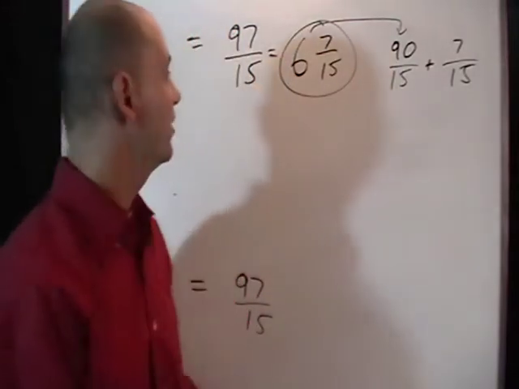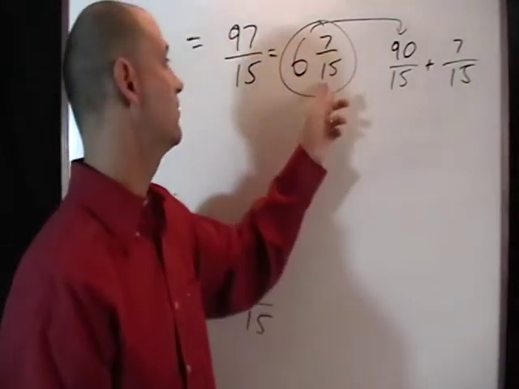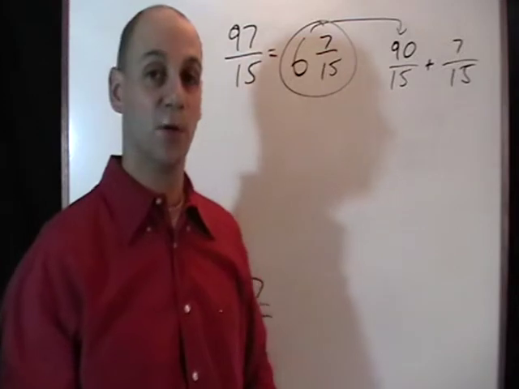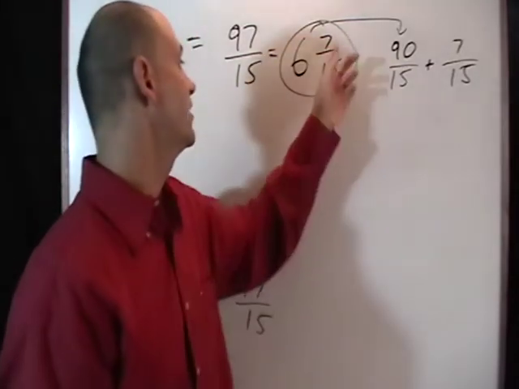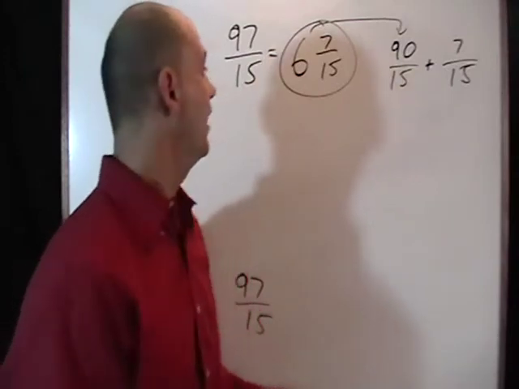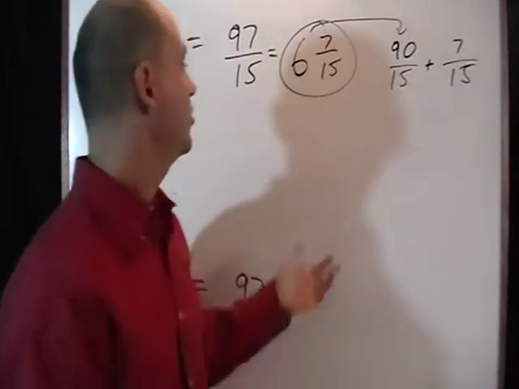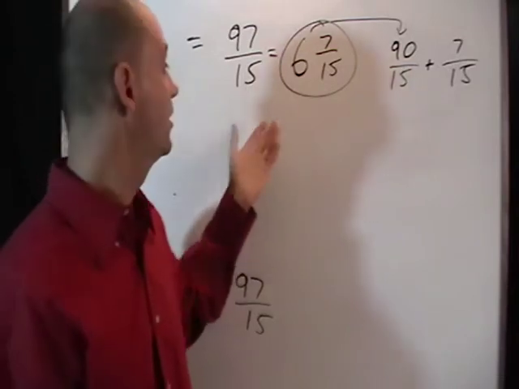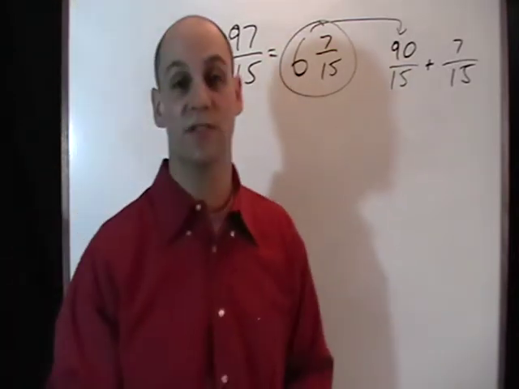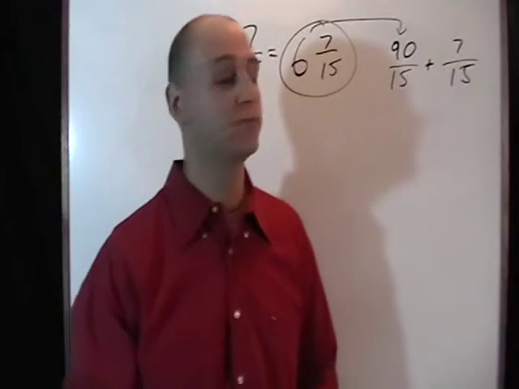Now the last check you can do on this answer is to have a look at the fraction 7/15 and see if it's in lowest terms or not. And that means we want to see if there's any number that can divide into 7 and 15 evenly. And there isn't in this case. So we know that the answer is either 97 over 15 as an improper fraction or 6 and 7/15 as a mixed number in lowest terms.